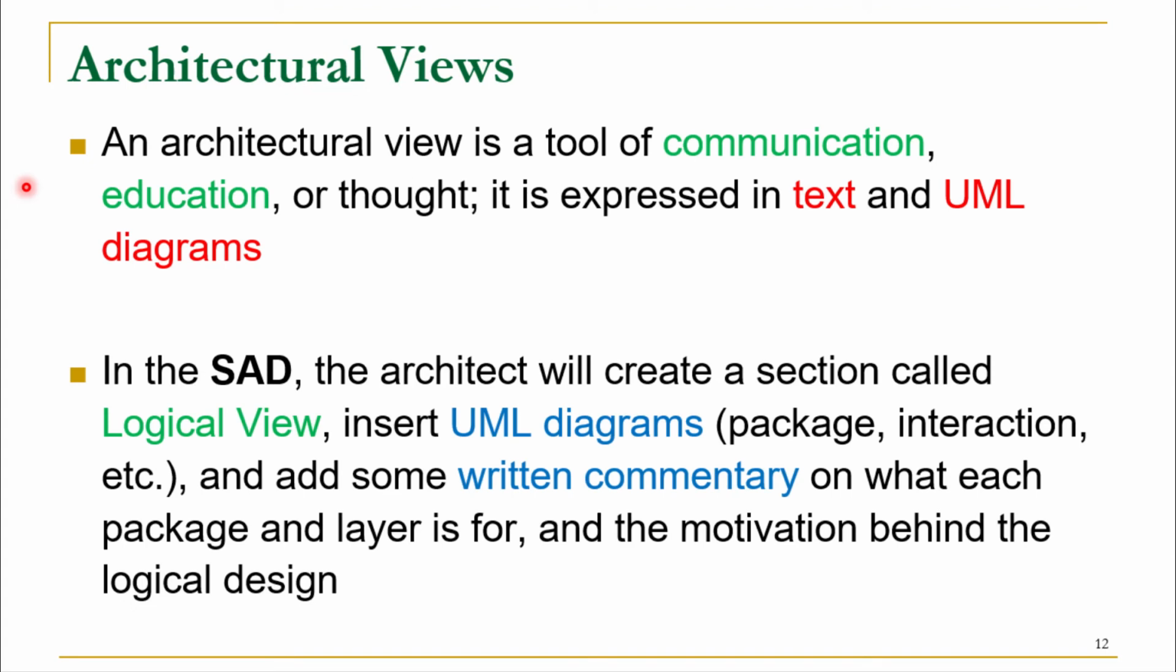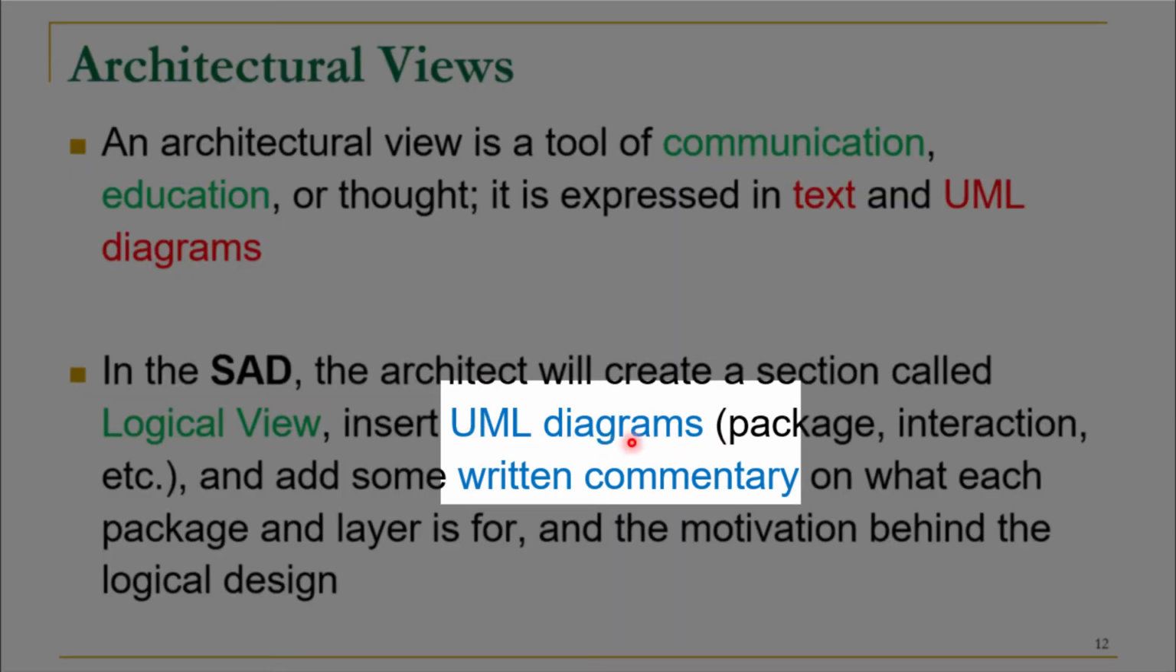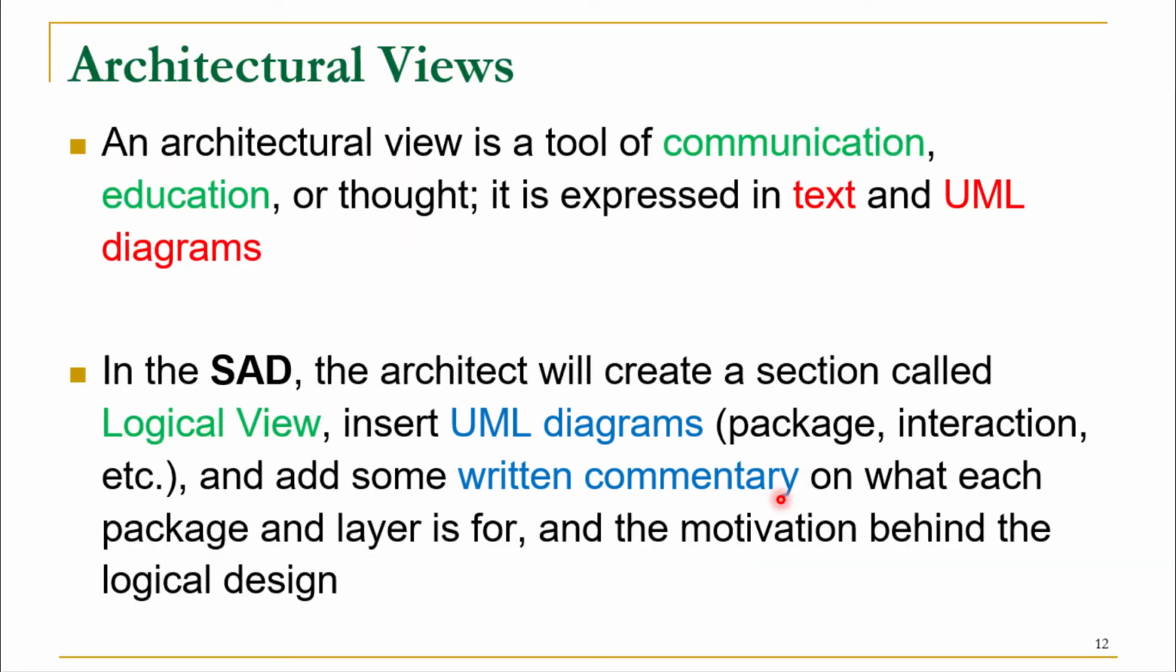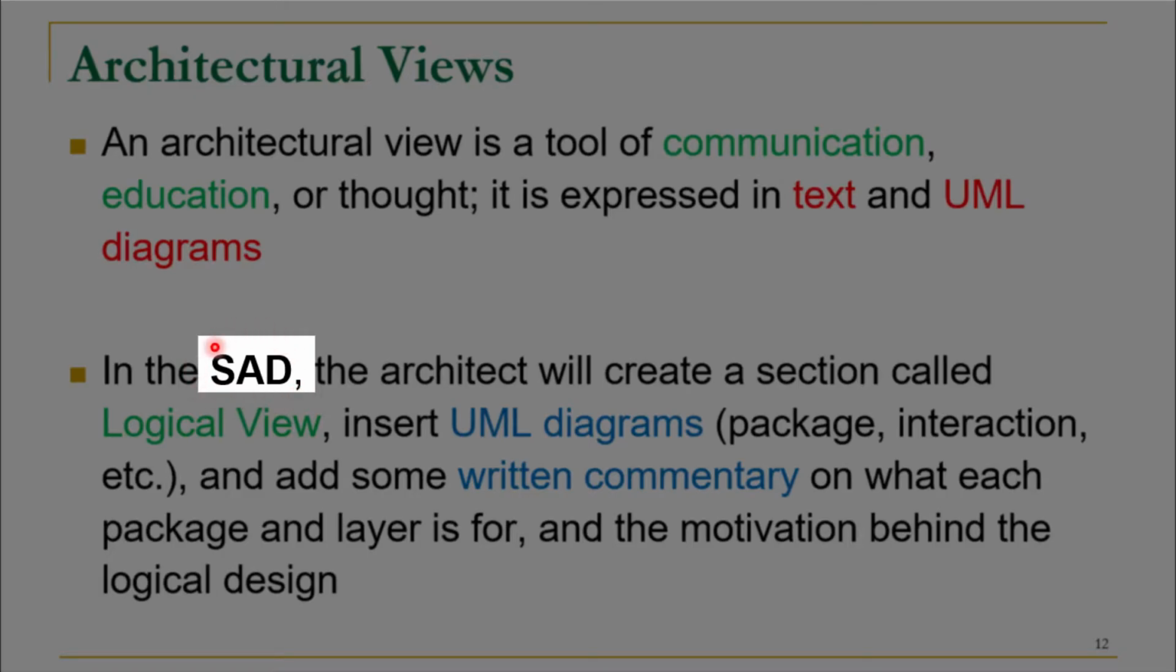So now if we further try to understand what an architectural view is, you can say that an architectural view is a tool of communication, education, or thought, and it is expressed in terms of text and UML diagrams. So now one more addition: you have the combination of UML diagrams and the written commentary, which is the text, and this combination creates your software architecture document.